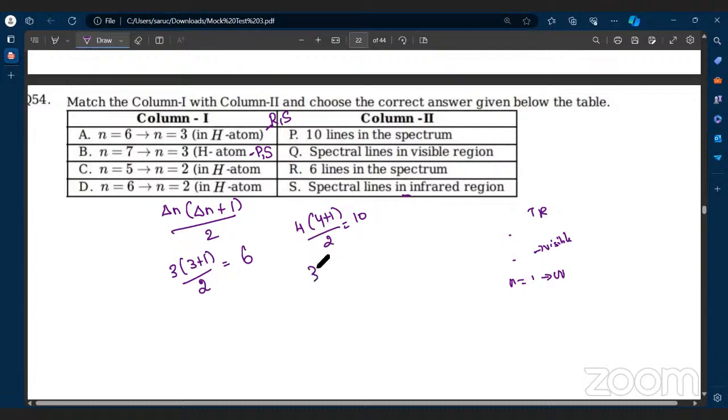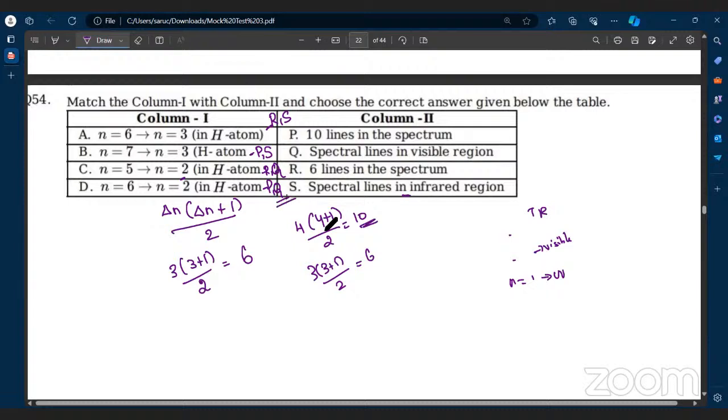5 to 2, the difference is 3. 6 lines. So R. And where will be the region for 2? Visible region. So Q. And again 6 to 2 is 4, so you'll be getting 10 lines. 10 lines, visible. So P and D. So this is the matrix match.